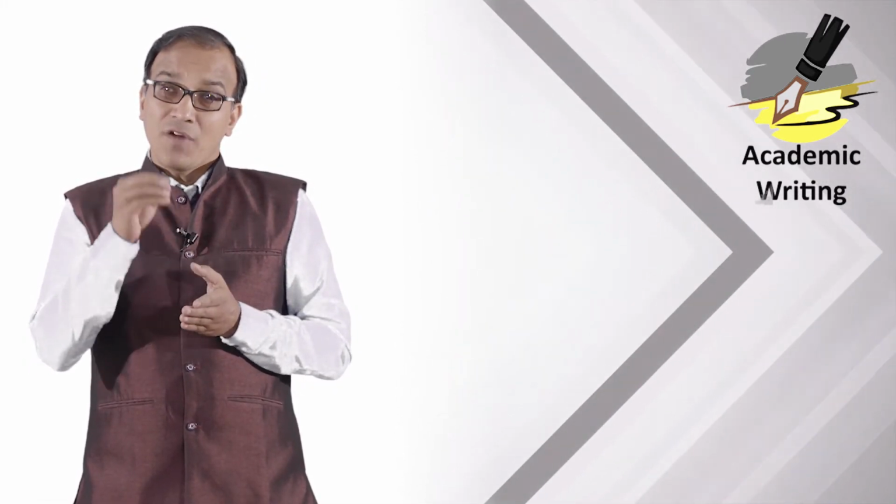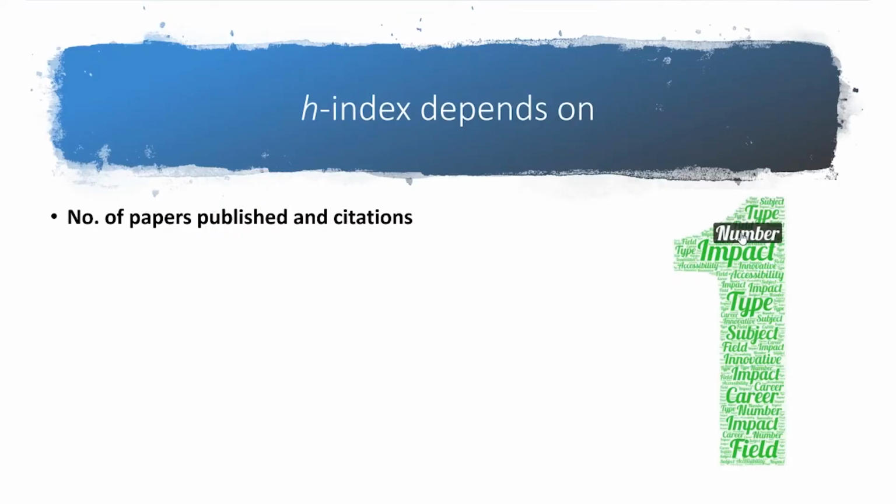Now, let us discuss the factors affecting H index. Factors on which H index is dependent. First of all, number of papers and number of citations. The very first factor. For obvious reasons, higher the number of papers, higher the number of citations, higher the chances of having the H index. For obvious reasons, because as per the definition, it is number of papers cited number of times.